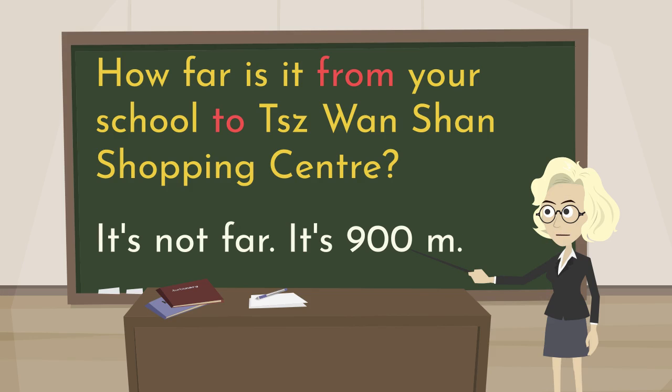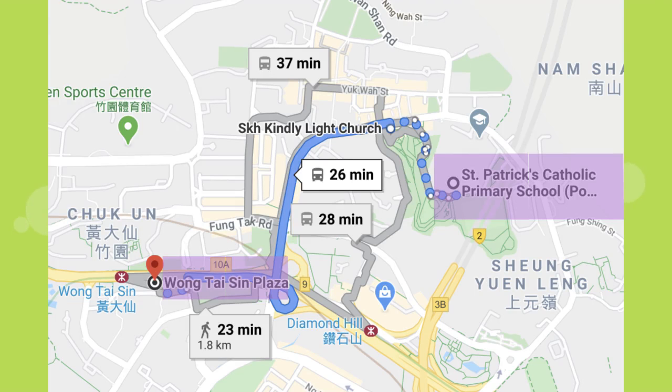For your answer, you can say, it's not far, it's 900 meters. Or you can say, it's 900 meters. Let's try another one. How would you ask this question? Pay attention to the starting point and the destination.